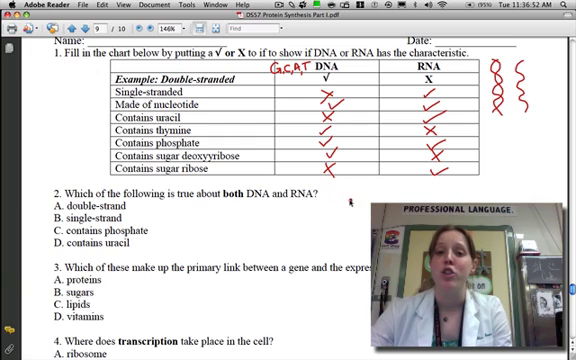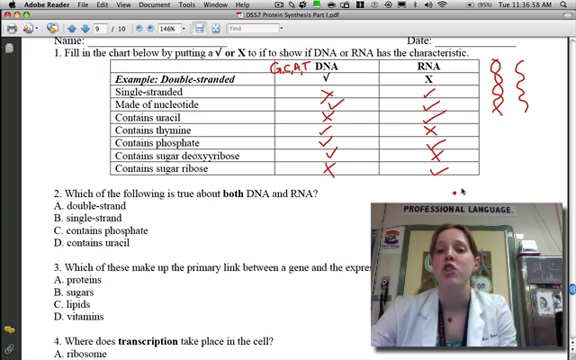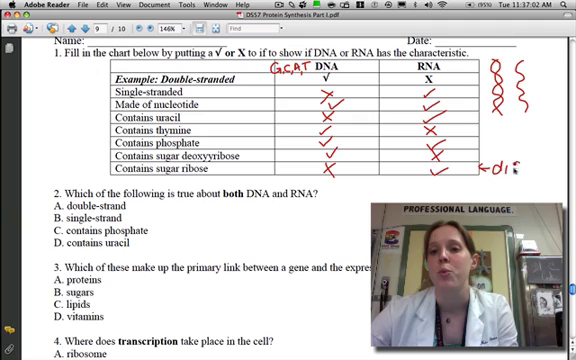So now that I have this chart filled out, I have a great summary of the similarities and differences between RNA and DNA. If something has a check in one box but an X in another, then I know that it's a difference between DNA and RNA. But if there's a check in both boxes like there are here, then I know that that is a similarity between my two nucleic acids, between DNA and RNA.